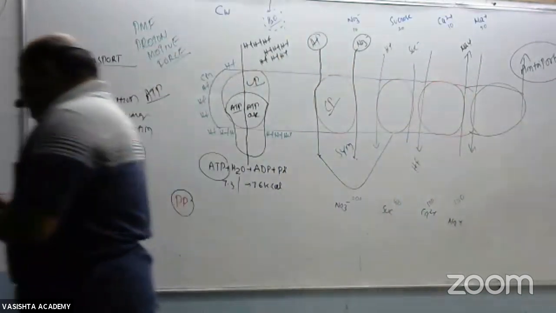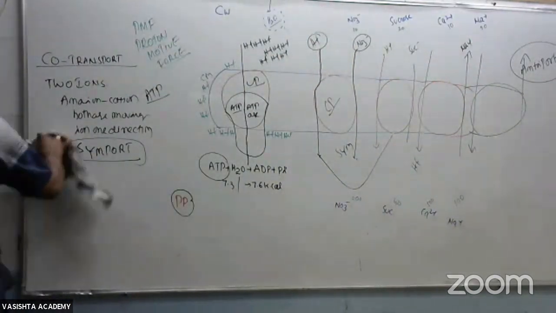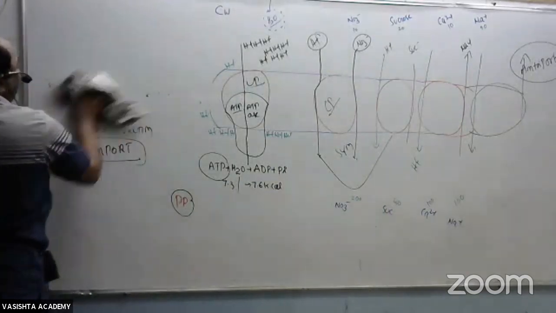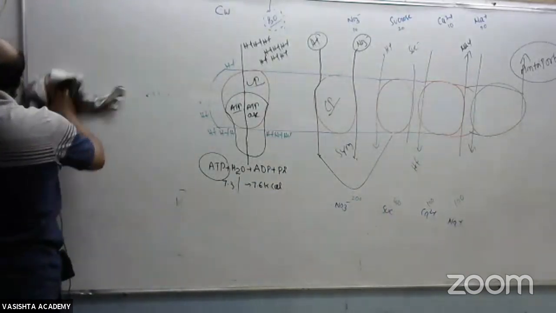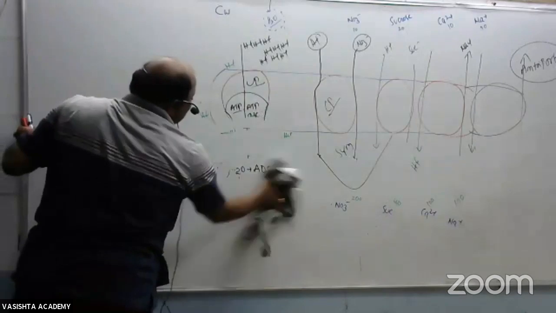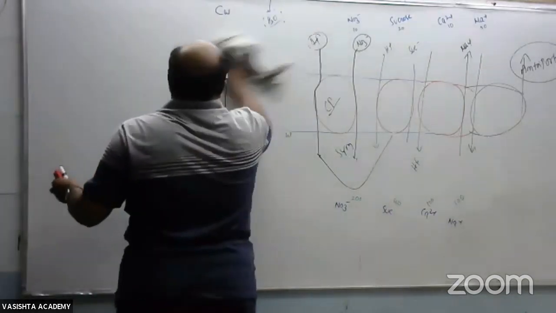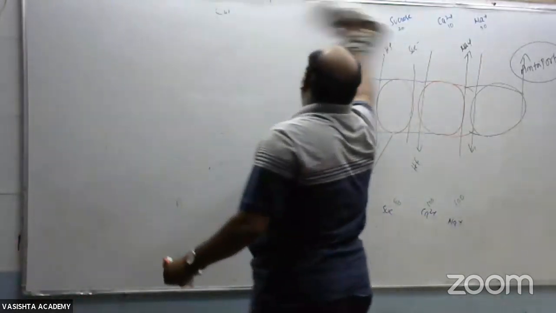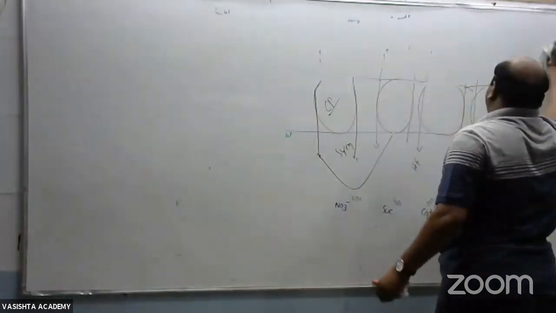So to run all these things, what is required? ATP is required. So to get this ATP inside that cell, where are these ATP molecules generated?